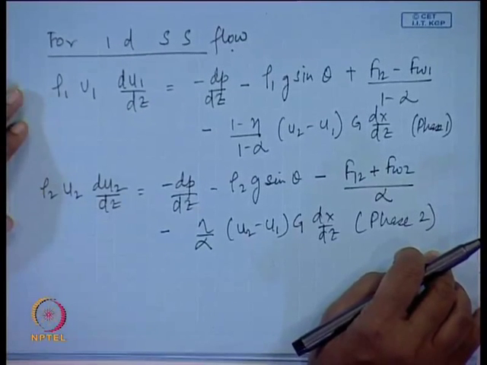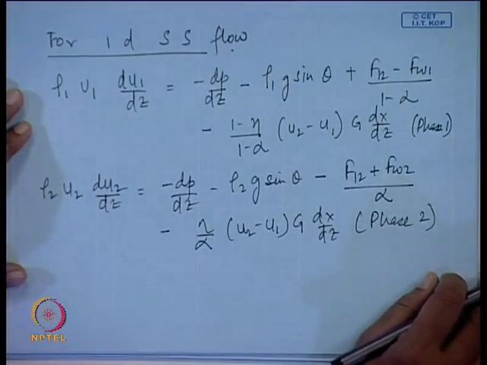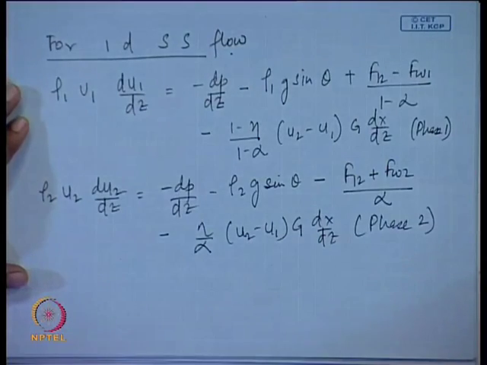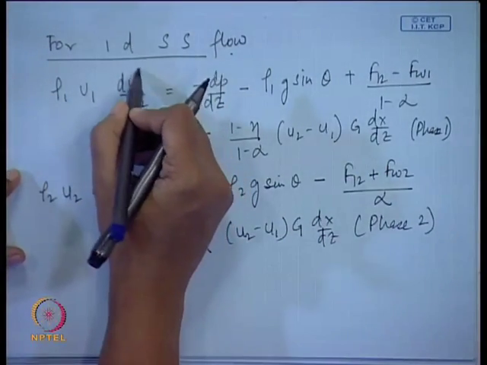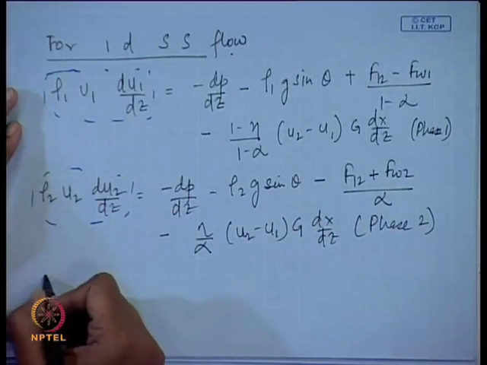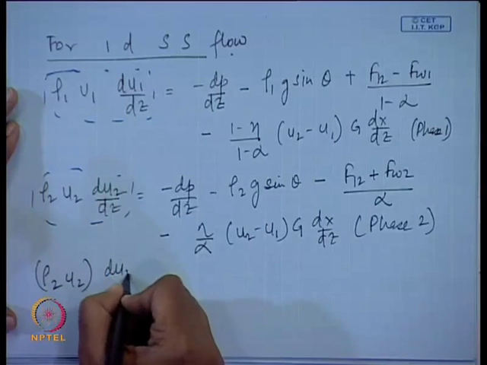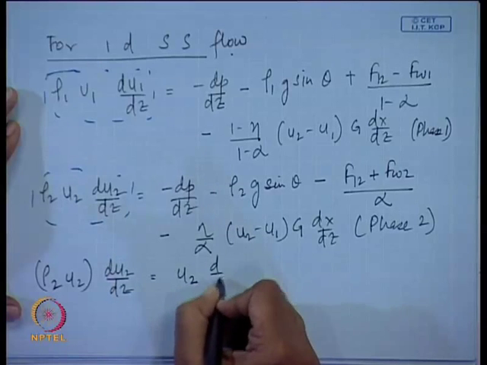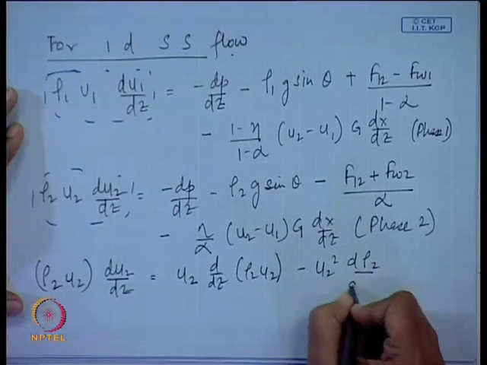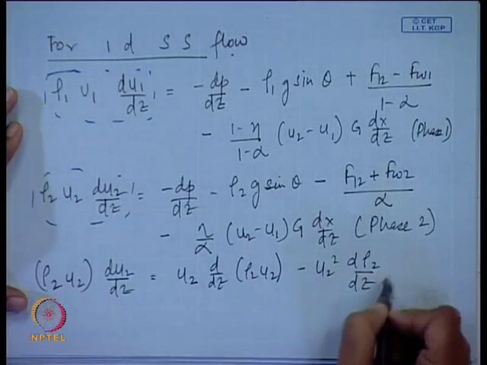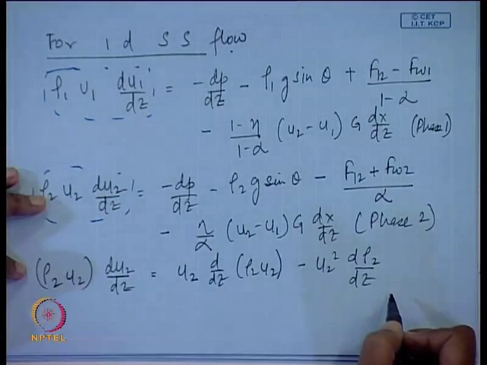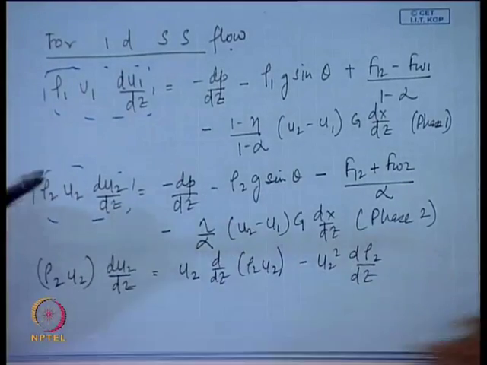Now, from here, in order to arrive at the conditions of choking, again we have to substitute U1s with something, etcetera. Let us see how we go about these substitutions. Let us take this term for example. Just see what I am doing: rho 2 u 2 du 2 dz, can this be written as u 2 d dz of (rho 2 u 2) minus u 2 square d rho 2 dz? Why I am writing that, you will understand shortly. This d rho 2 dz can again be substituted. So we can write rho 2 u 2 du 2 dz in this particular form, yes or no? Now what is this d rho 2 dz?